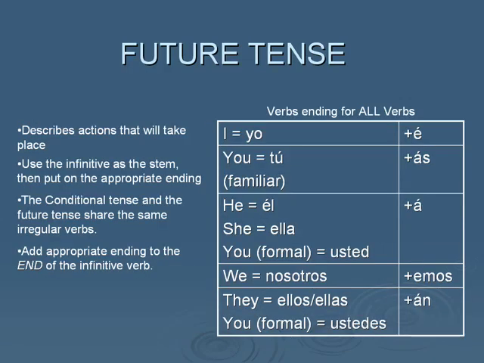The future tense, it's used to describe actions that will take place. Now these are the endings for all verbs, AR, ER, and IR. There's only 12 irregular verbs in the future tense. The difference with the future is instead of taking off the AR, ER, and IR, you leave the verb intact and then you add the appropriate ending.